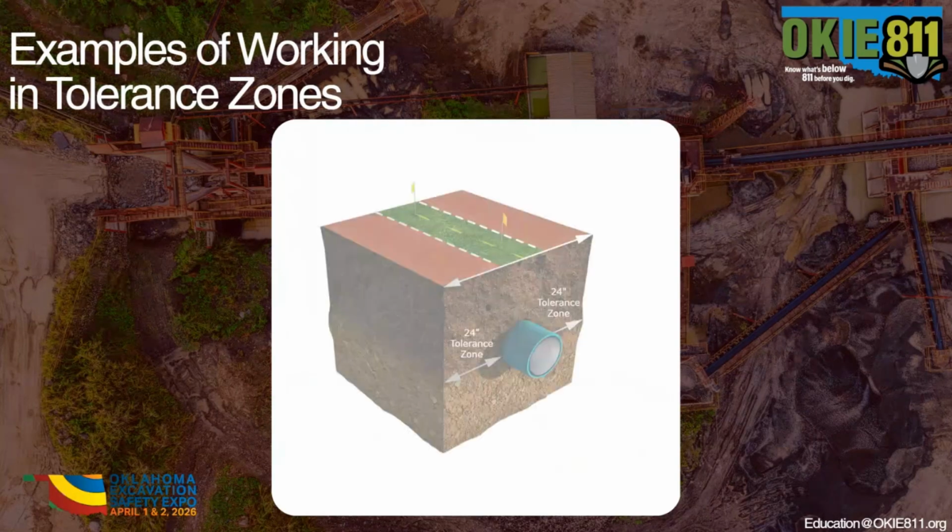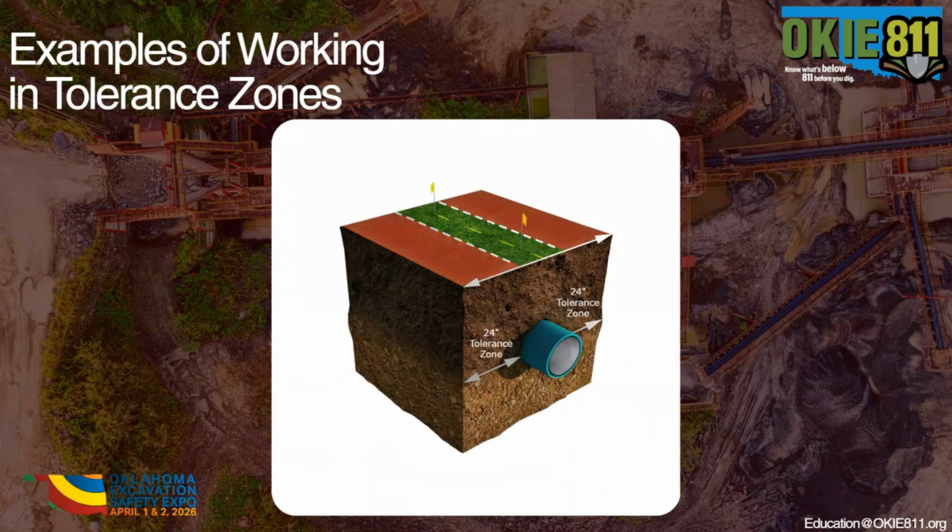So we'll go over a couple of examples of working in tolerance zones and some scenarios of what different elements can look like. And so here's a graphic for what you might imagine the tolerance zone to appear like in the wild, in a sense. This is a good graphic to grasp the 2 feet on either side of that utility. And you can see the 24 inches defined there, as well as the linear path above, which are the utility markings.